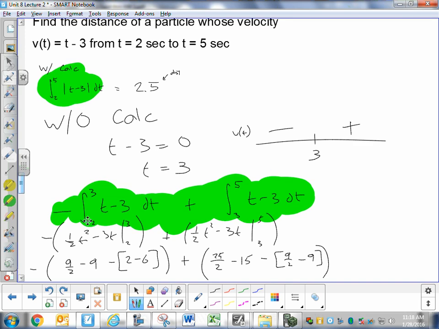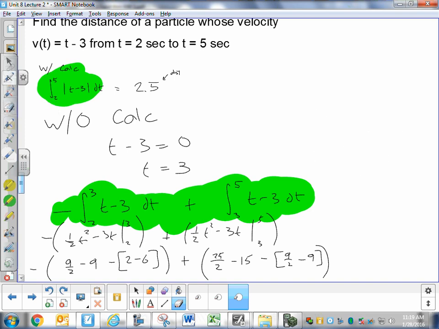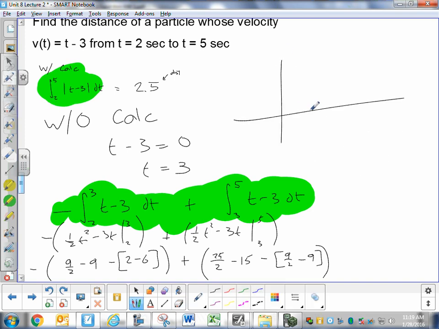Now, for this problem, using the fundamental theorem of calculus is tough and stinks. What is an easier way to do that? No, without our calculator. Graph it. T minus 3 is a straight line. Let's see if we can graph t minus 3 between 2 and 5. 1, 2, negative 1; 3, 0; 4, 1; 5, 2. This is the graph of t minus 3.